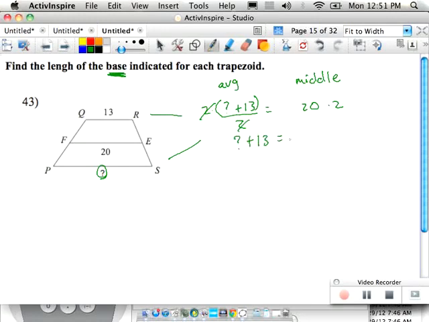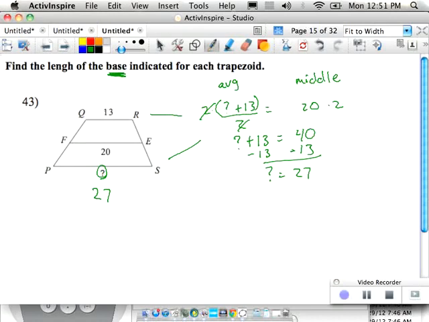That means the question mark plus 13 is going to equal 40. When I subtract 13 from both sides, I get that the question mark equals 27. So this side should be 27.